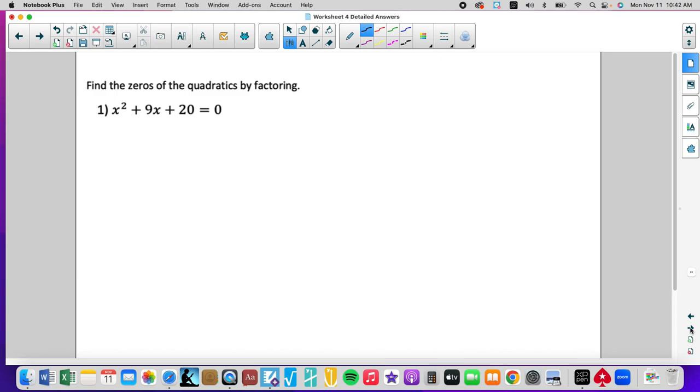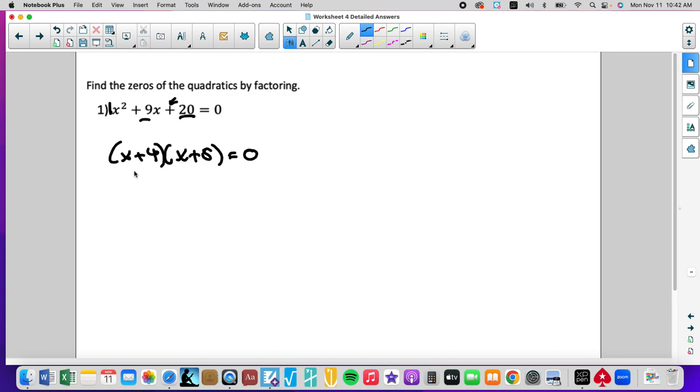All right, find the zeros of the quadratics by factoring. So we want factors of 20 that when added equal 9. So x plus 4, x plus 5, and yes, you should be able to mental math that. You've done it so many times that you can see it, especially when your a value is 1. You should be able to see what binomials produce this trinomial, and that's through practice.